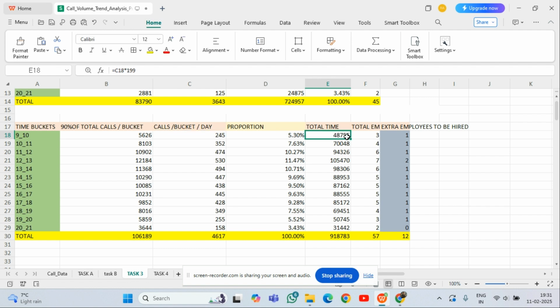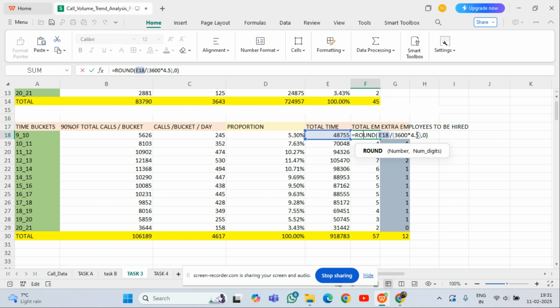So we'll calculate the total time here for each and every bucket. And similarly, total employees: we'll calculate the total number of employees required for each and every task, for each and every time bucket. How are we going to calculate that? We have already discussed it. So E18 by 3600 into 4.5. What is 4.5? 4.5 is the average number of hours that a particular employee works in a single day.